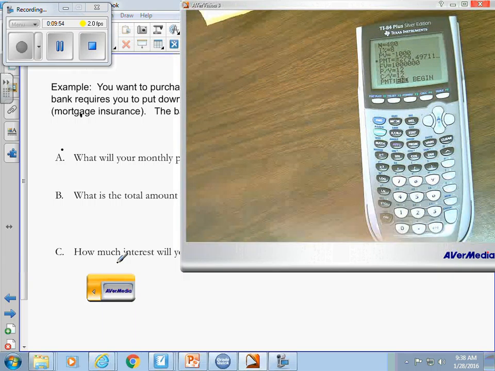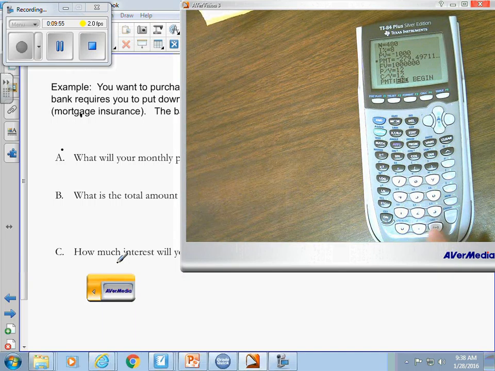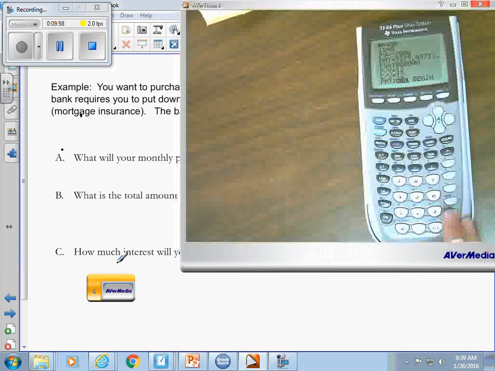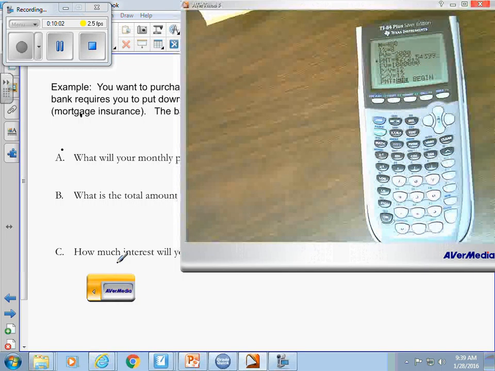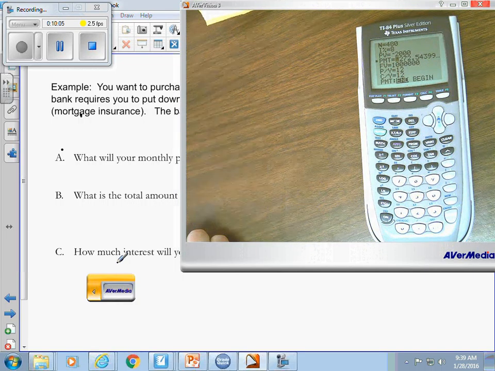Or if you changed, maybe you got $2,000 now. So you only need 272. So you could play with numbers and see what changes where, and it's pretty cool.